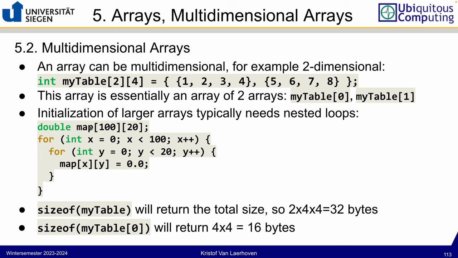And the nice thing is that map is a two-dimensional array. You can also treat it as such, right? So that you know this from a table. If you have a table, you have columns and rows. And basically, you can have those rows and columns as the two dimensions.